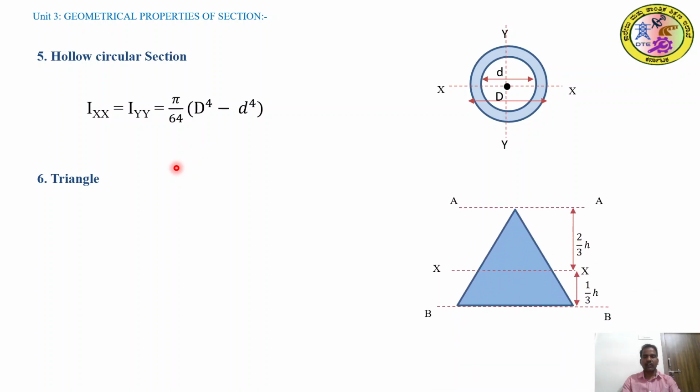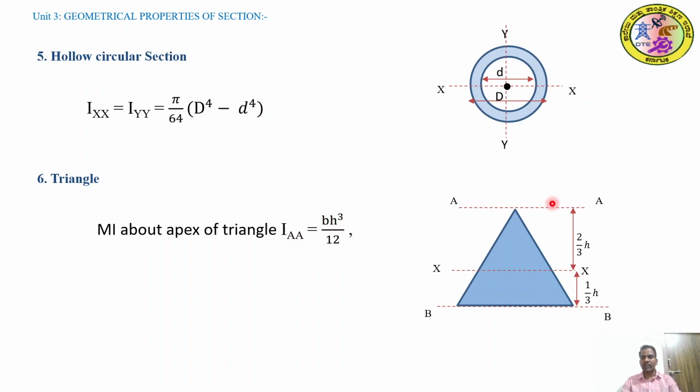In the triangle, let us consider a triangle where the axis at the top of the triangle is AA, XX is at the center of gravity of the triangle, and BB is the bottom base of the triangle. Here the centroidal distance is 2/3 of h from the apex of the triangle, and from the base it is 1/3 of h. If we find the moment of inertia about the apex of the triangle, that is IAA, it is bh cube divided by 12.